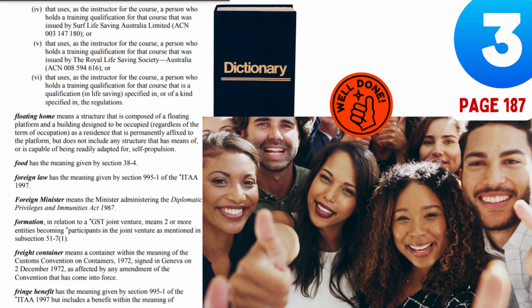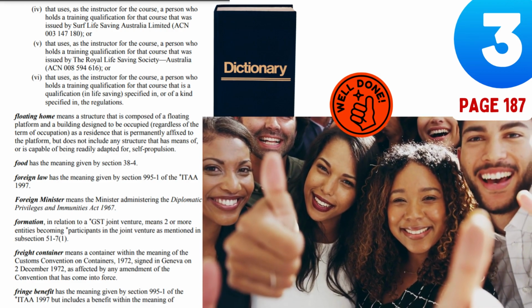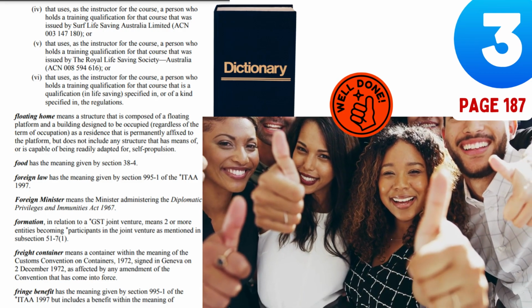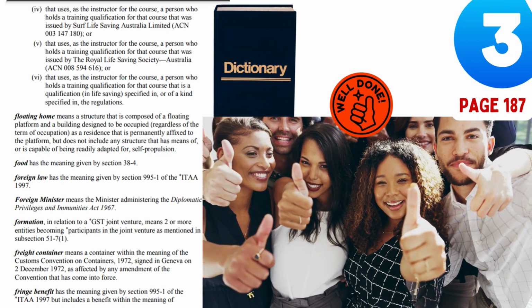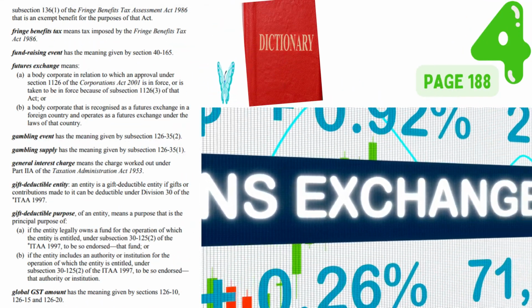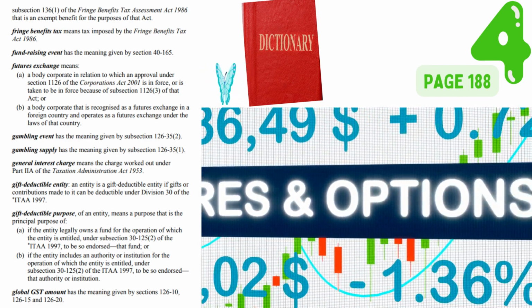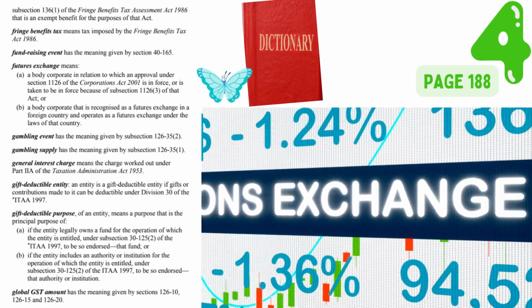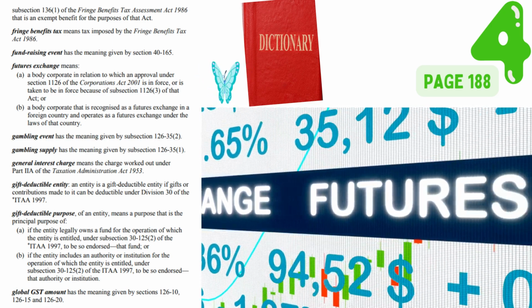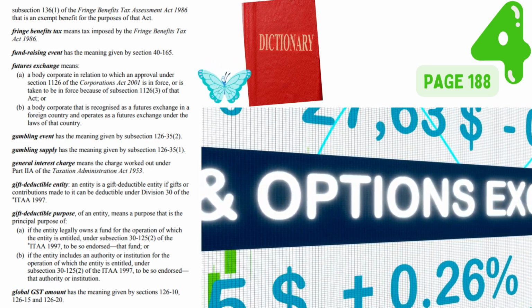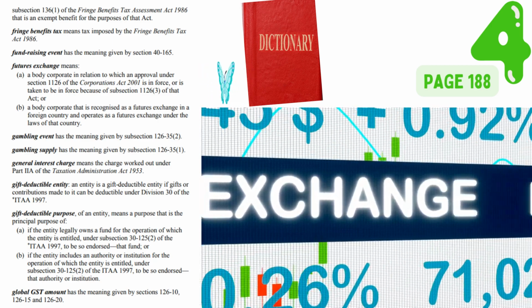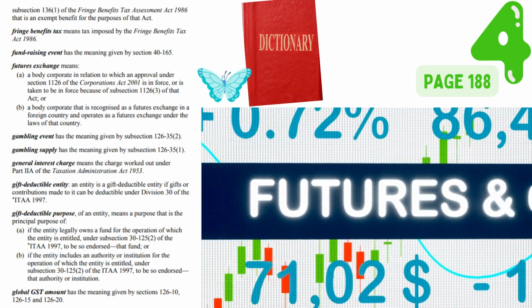That was it for page number 187, friends. This was Section 3 of this video. Now we will head to Section 4. Now, we will explain words on page number 188 of Division 195 of GST Act Volume 2. This is Section 4 of this video, for dictionary. Please find words on screen.